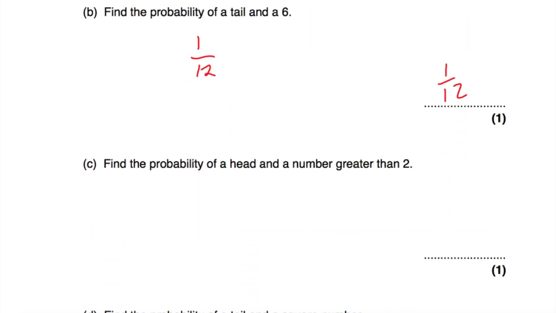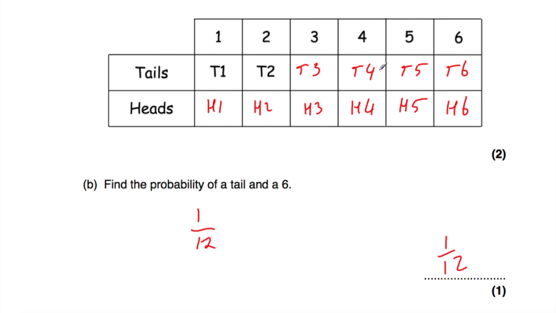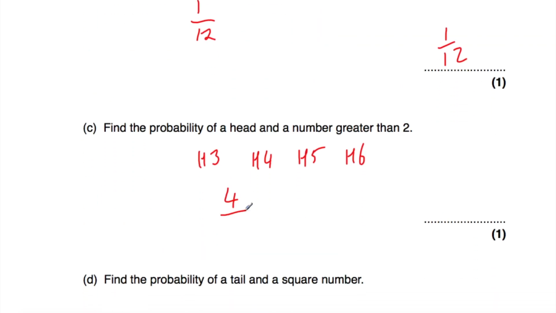Okay, let's look at the next part, part C. Part C says find the probability of a head and a number greater than 2. So that would be a head and a 3, a head and a 4, a head and a 5, and a head and a 6. We're not going to include a head and a 2 because the number's got to be greater than 2. So there's 4 outcomes there that would work, and that's 4 out of the 12. So the probability would be 4 out of 12, or 4/12.